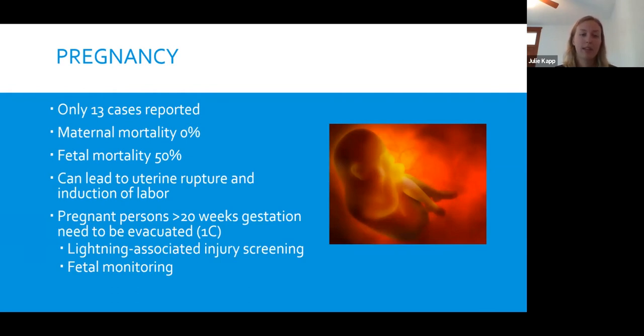So it's recommended that pregnant persons more than 20 weeks gestation need to be evacuated so that they can have a lightning associated injury screening and also fetal monitoring. However, it's not recommended for pregnancies that are less than 20 weeks gestation to be evacuated because the fetus is not considered viable at that point, so no fetal monitoring is required.